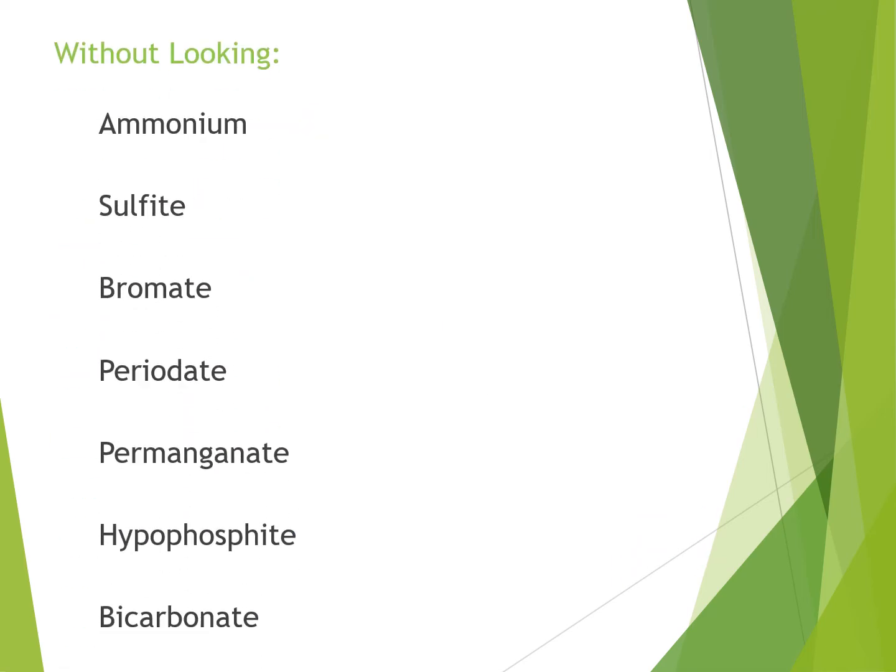So without looking, take your best shot at these polyatomic ions. Pause, come back. Welcome back. We've got ammonium, our only positive polyatomic ion, our only common one. Sulfite, the SO4 minus an oxygen. Bromate, outside the line, so it's O3. Periodate. We start with the iodate, IO3, and add 1.